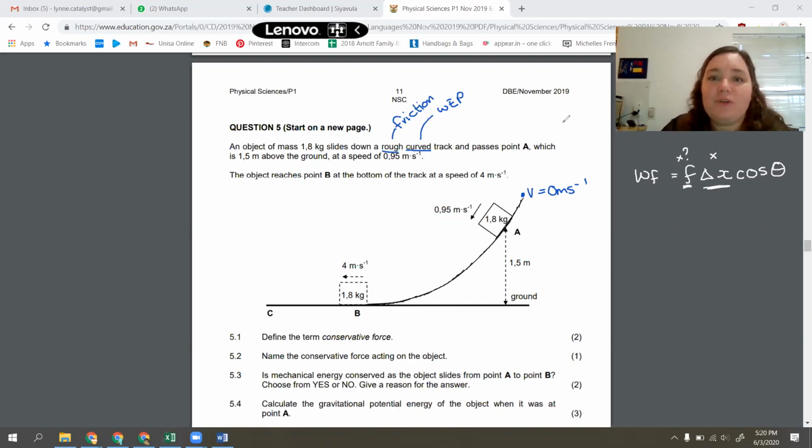So the first question that we're asked, we're going to quickly jump through a few of these, is to define the term conservative force. You're then going to name the conservative force acting on the object, and then answer, is the mechanical energy conserved as the object goes from point A to point B? The last question here is to calculate the potential energy when it was at point A. All of these should be relatively straightforward for you to answer. So I'm going to ask you to quickly answer all of them, and then we'll move on to the slightly harder question that follows. All right, so I'm going to quickly pause that for you to answer it.